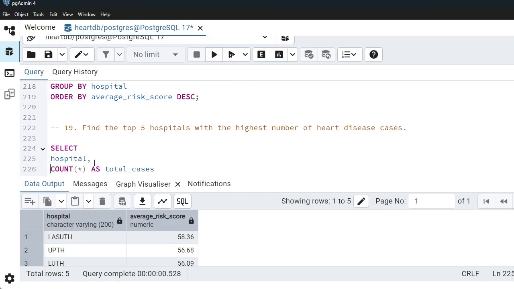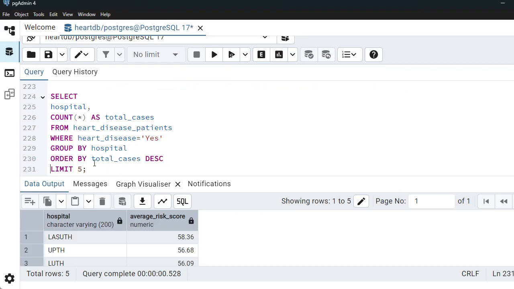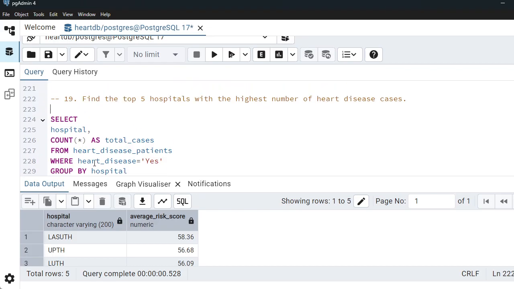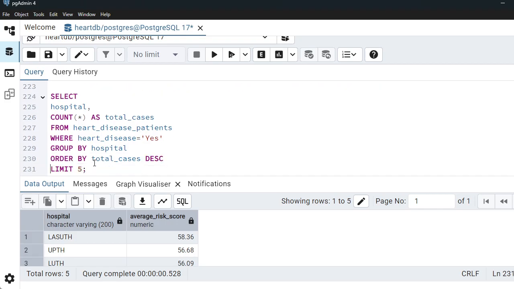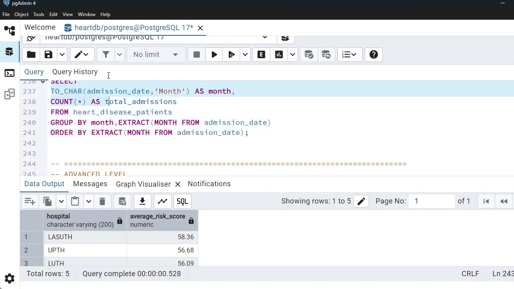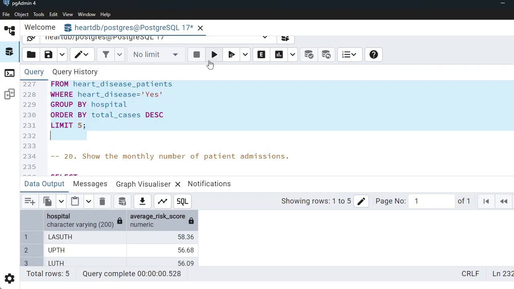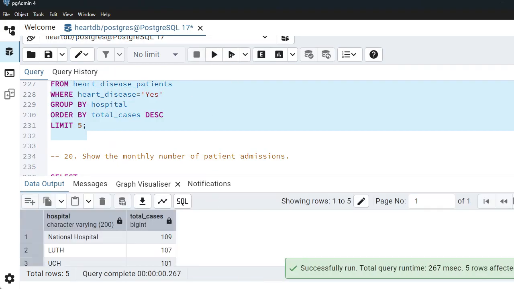So we want to find the top 5 hospitals with the highest number of heart diseases. So now for it to get that, you write select hospital, count as what? Total cases from the heart diseases, where heart disease is equal to yes, grouped by hospital and ordered by the total cases. So now this one is descending and limited by what? By 5. Then you run this and it's going to give you that question solved and sorted.